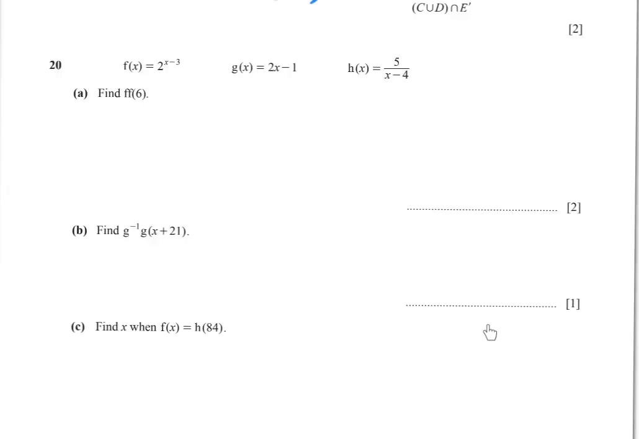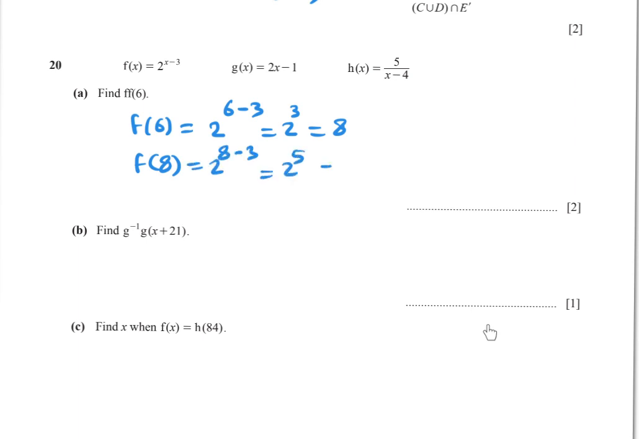Number 20. If f(x) equals 2 power x minus 3, g(x) equal to x minus 1, h(x) equal 5 over x minus 4, find f(6). So we need to find f(6), then substitute in f. Put x equal 6. So 2 power 6 minus 3, this means 2 power 3, so 8. Now substitute, find f(8). So 2 power 8 minus 3, this means 2 power 5 equal 32. So the answer is 32.